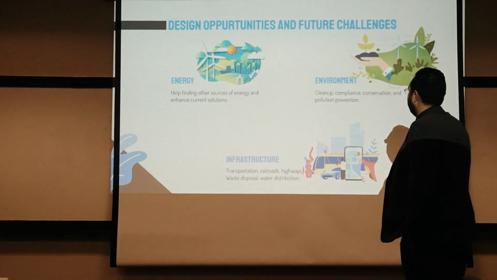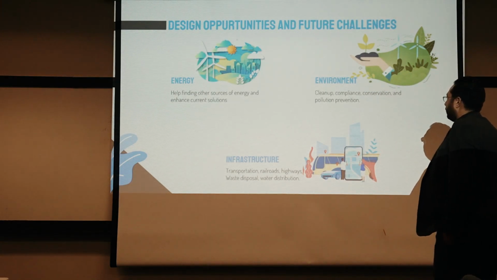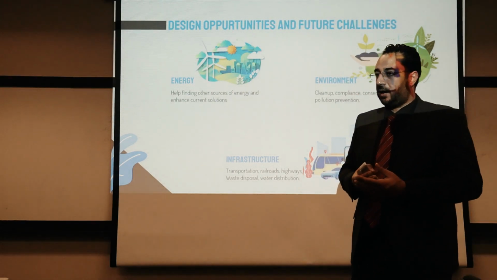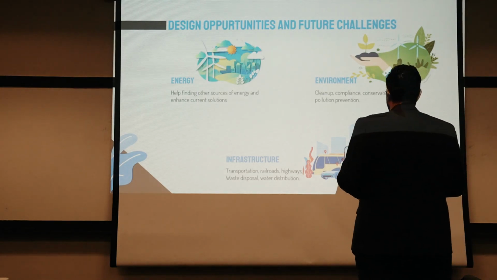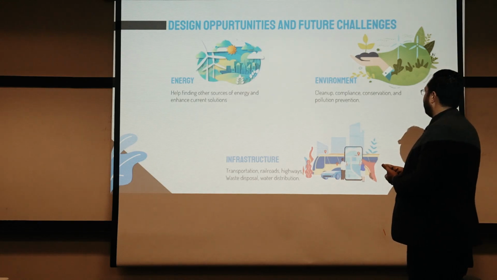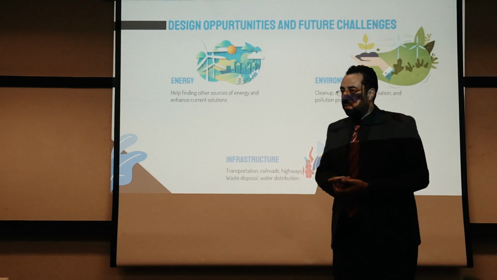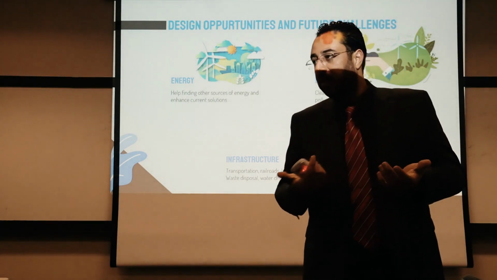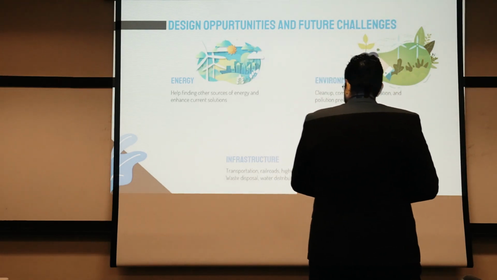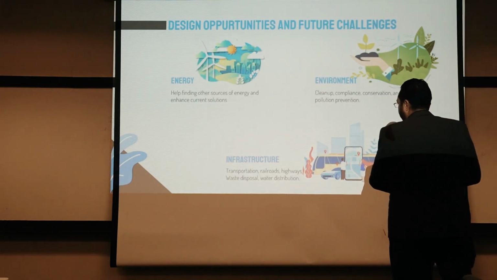For environment, we want to make sure we have the ease of cleanup, the debris and the leftovers need to comply with all the national and world orders and laws. And conservation, make sure we're using the environment wisely and not degrading it as we move forward. Then we need to prevent the pollution as they're doing today, making cars cleaner and making the emission at lower levels. For infrastructure, we have transportation, railroads, highways.